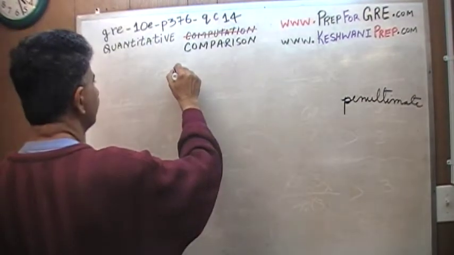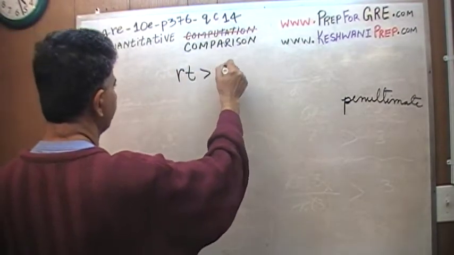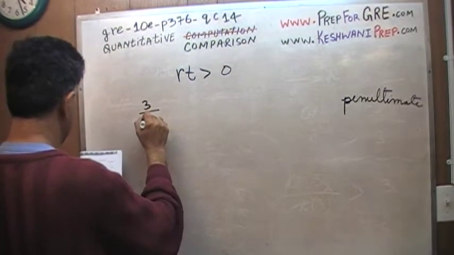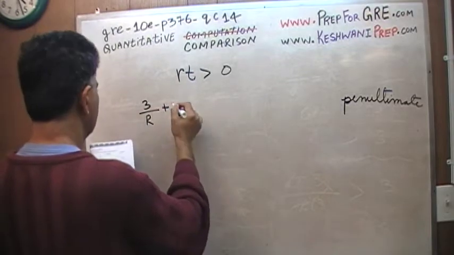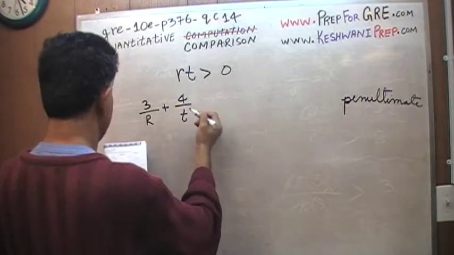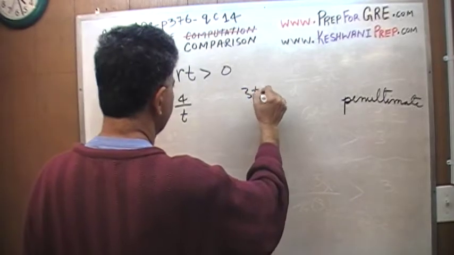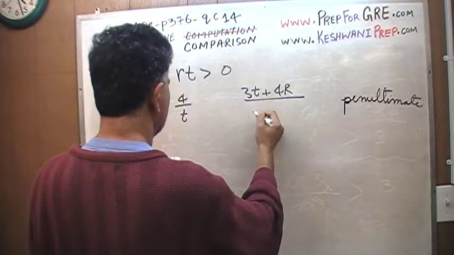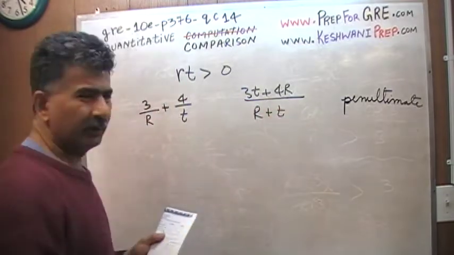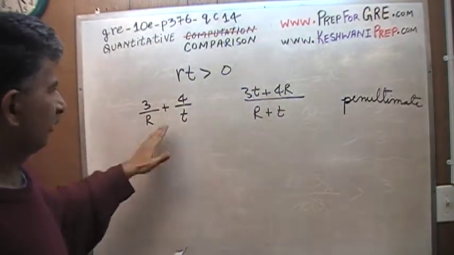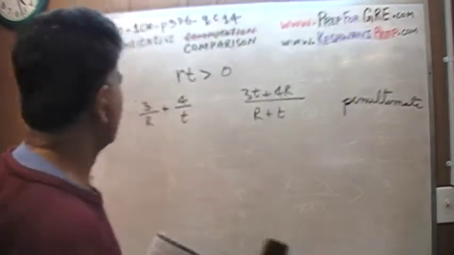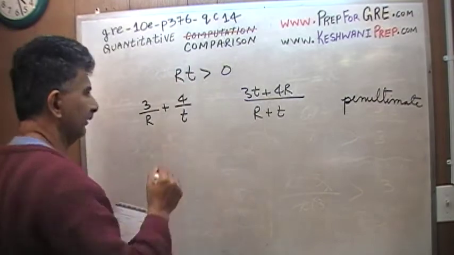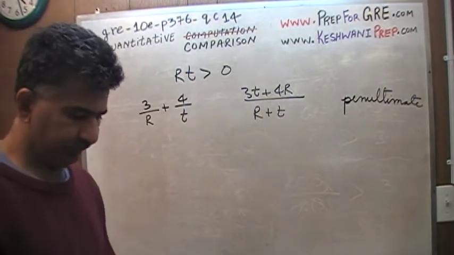They tell you that the product of R and T is positive. And then they give us 3 over R plus 4 over T versus 3T plus 4R over R plus T. Don't worry about the fact that I mix up the small letters with the capital letters. It really doesn't do any harm, because there are no other R's and there are no other T's, so it doesn't really make any difference.